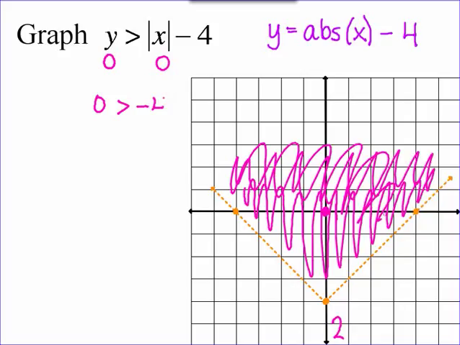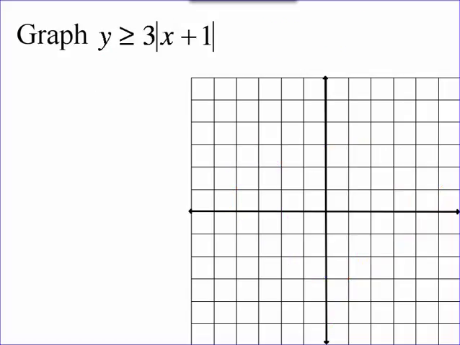All right, let's look at another one, okay? y is greater than or equal to 3 times the absolute value of x plus 1. So what we're going to do is use GeoGebra to graph that. So go ahead, graph that. Translate your graph to your graph paper.